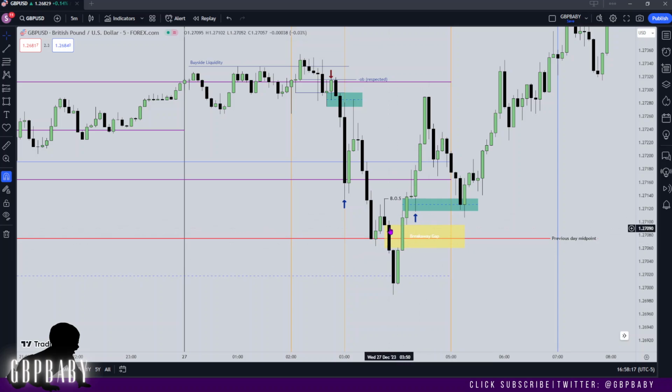That's acting like an inversion fair value gap. And like I said, they're defending this level, this previous day midpoint. They've used this as a reference point to then send price higher.